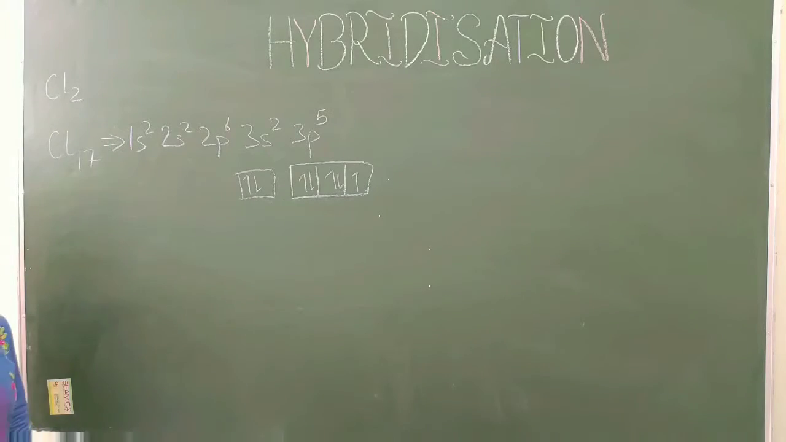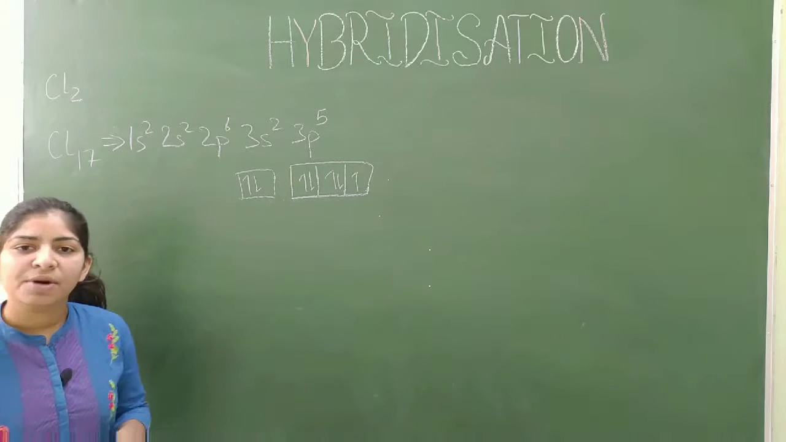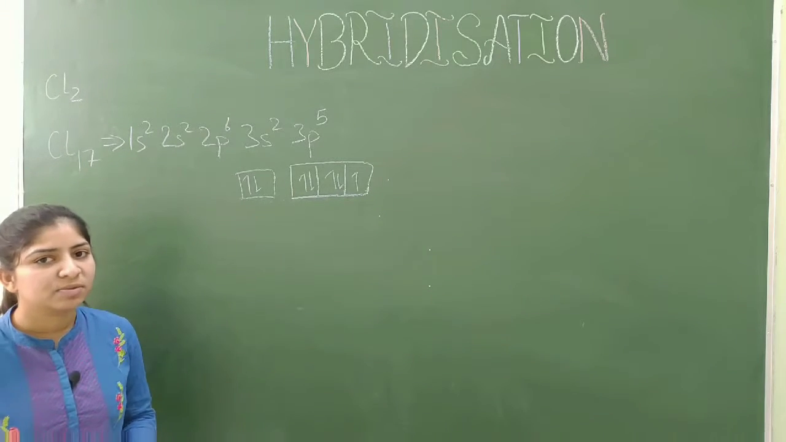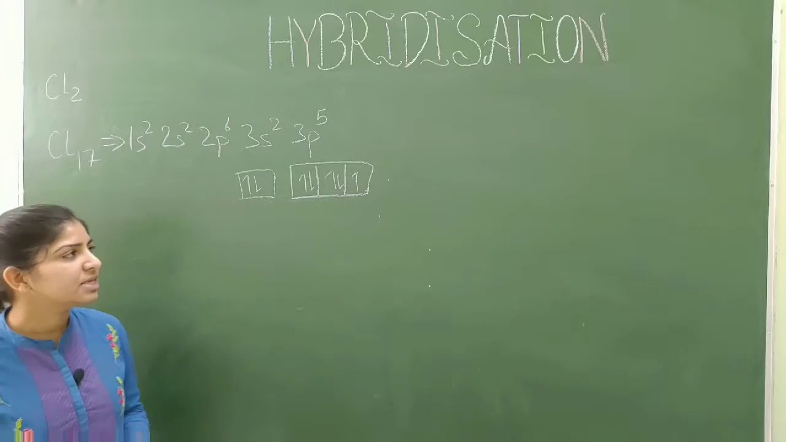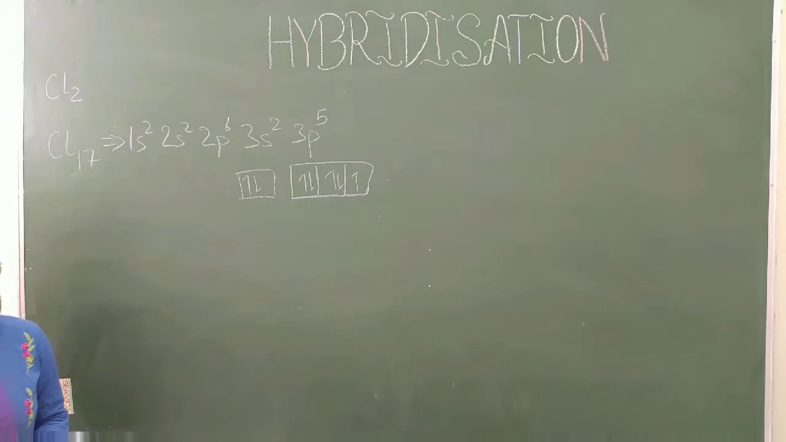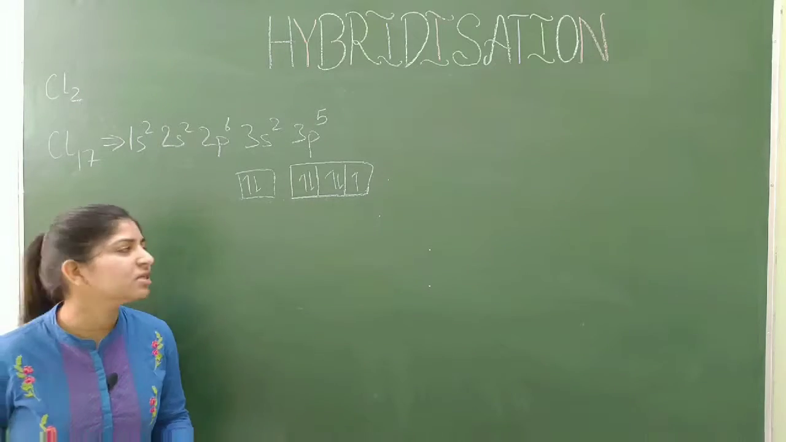Let us discuss the hybridization of chlorine. As we know that atomic number of chlorine is 17 and this is electronic configuration, and number of valence electrons present in chlorine is 7, that is electrons present in outermost shell are 7.